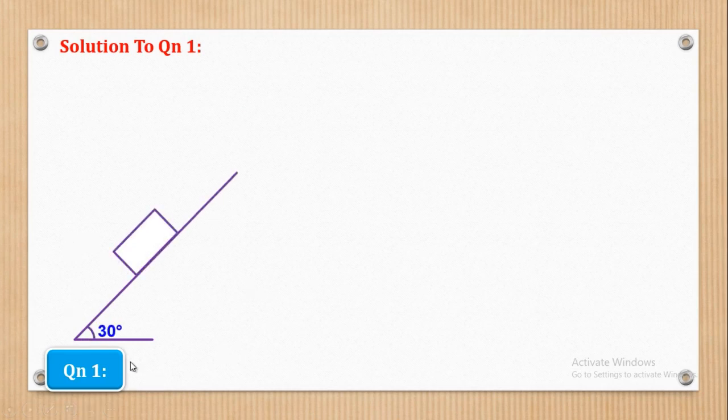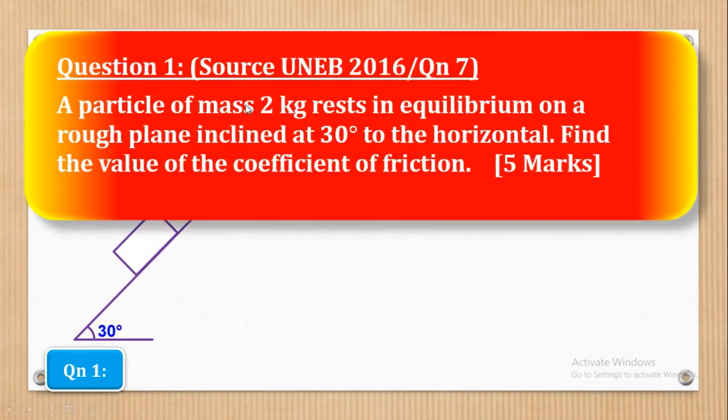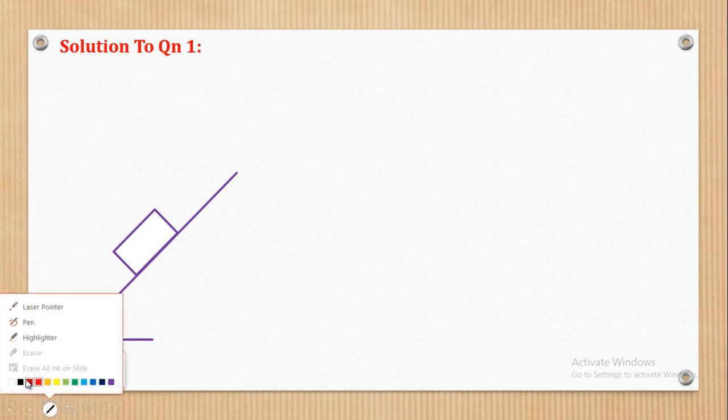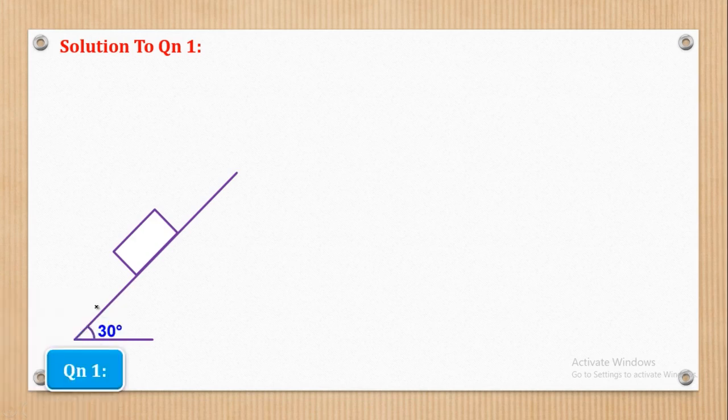So this is what was given. We are told that a particle of mass 2 kilograms rests in equilibrium on a rough plane which is inclined at 30 degrees. So this is the particle of mass 2 kilograms, and this is the plane which is inclined at 30 degrees to the horizontal. So next is now to put the forces.